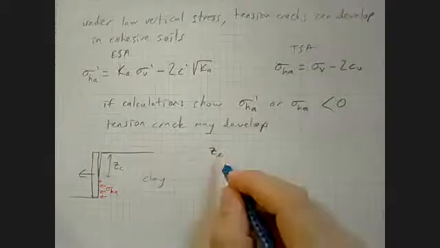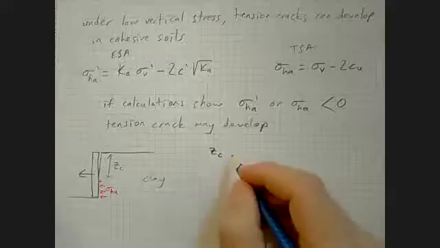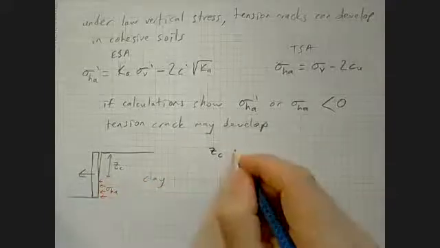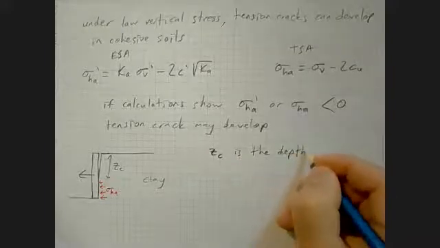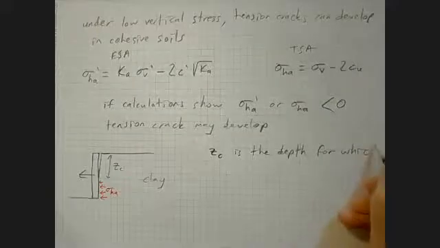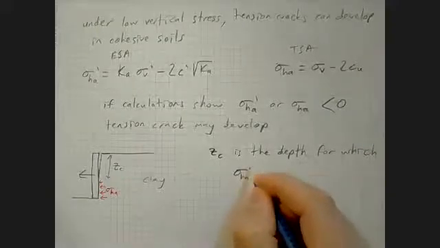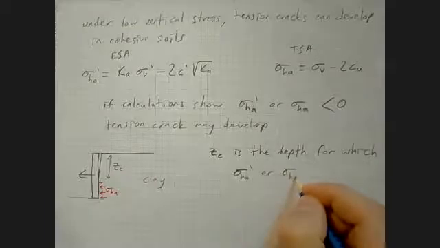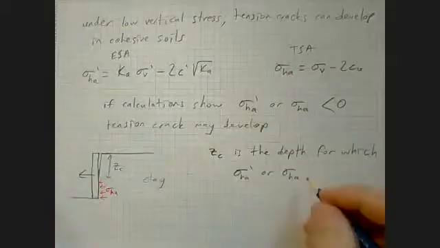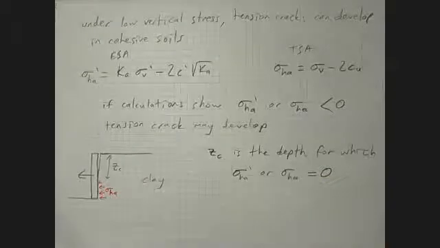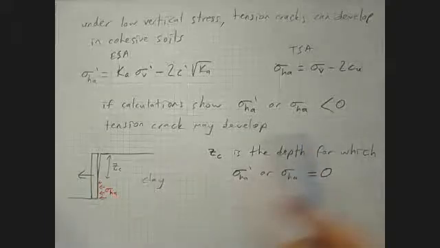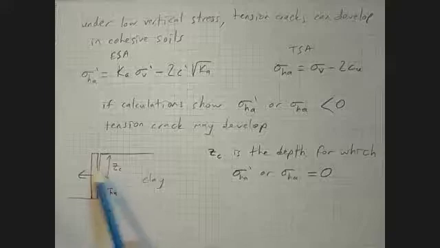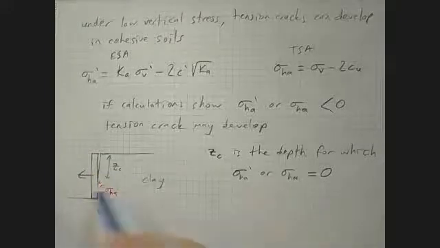So how do you determine the depth of tension crack? It is the depth for which sigma horizontal active, depending on, again, effective stress or total stress analysis, is equal to 0. Above that, you calculated less than 0, therefore the soil and wall separate. Below that, you have some stress, that's it.